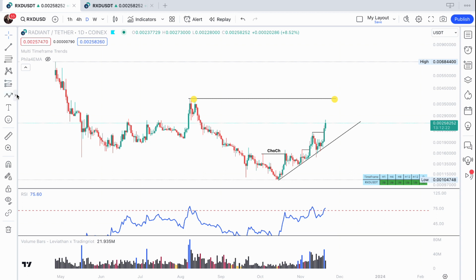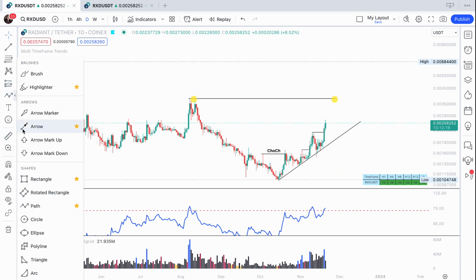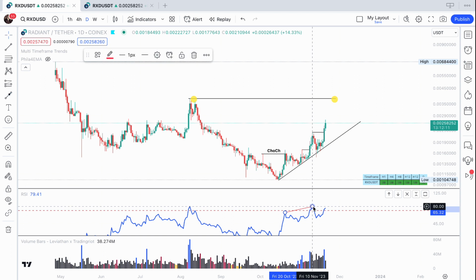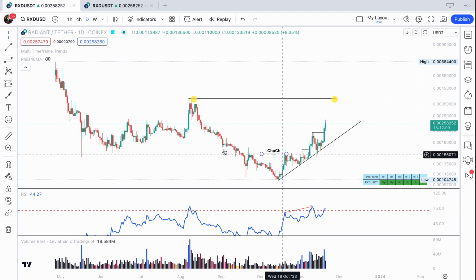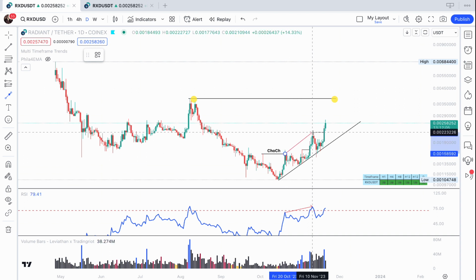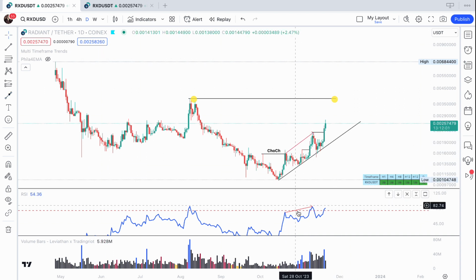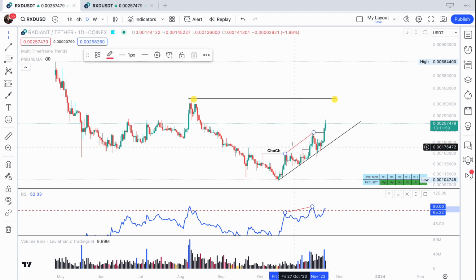Second thing that we can do is look for divergences. For example, this is a high. Let's connect this high to the next high. You see that price is rising and the RSI is rising together with price, which is a good sign because there are no divergences.